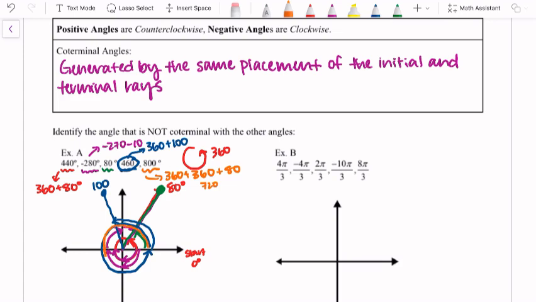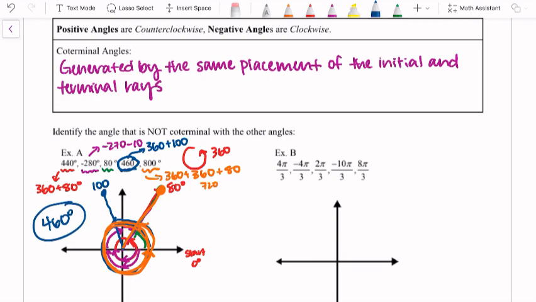So we're going to go around. Here's 360. Here's 720. And I need that 80. And I do see we end up in the same place. So I think that our one angle that is not coterminal with all the other ones, which one is not like the other, that's going to be our 460 degrees.